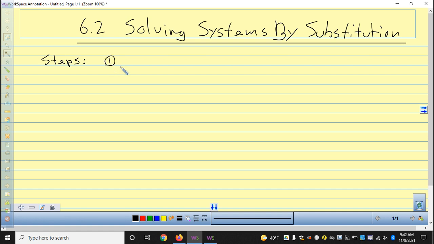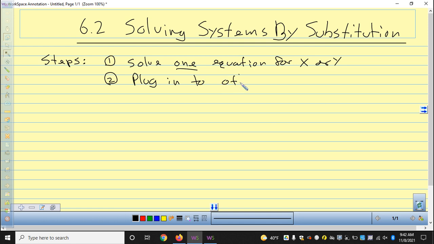When we solve by substitution, we solve one equation for x or y. So we get x or y by itself for one equation. And usually the way we decide is we pick the easiest one. We plug that in to the other equation.